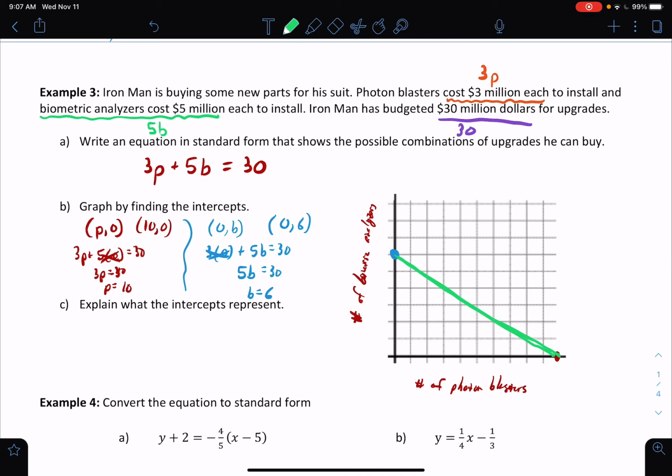Now, explain what these intercepts mean. So for the x-intercept or the P-intercept, this 10, 0, that means if he buys all photon blasters, he can buy 10. He can buy 10 photon blasters if he only buys photon blasters. So if he spends no money on biometric analyzers, he can buy 10 photon blasters.